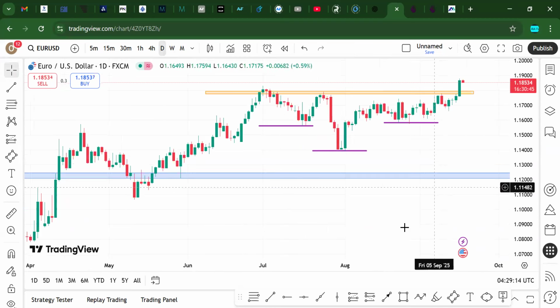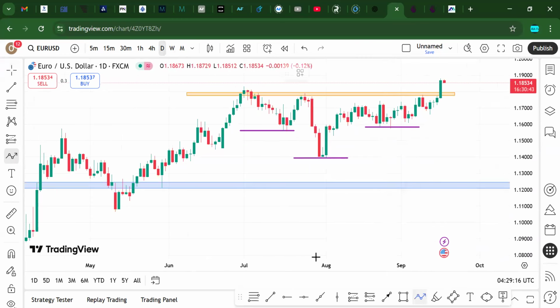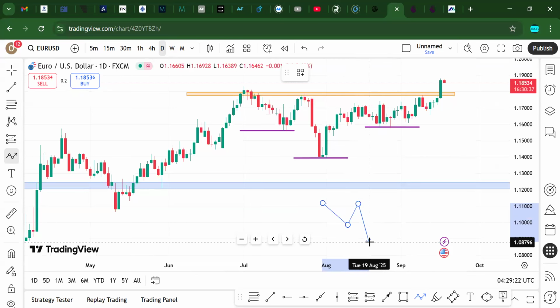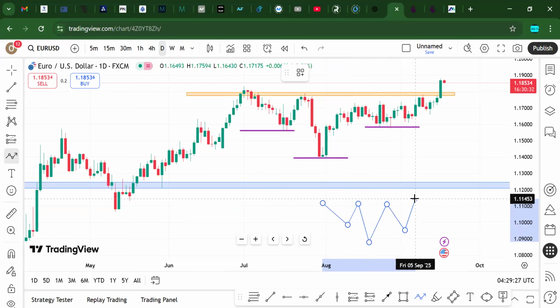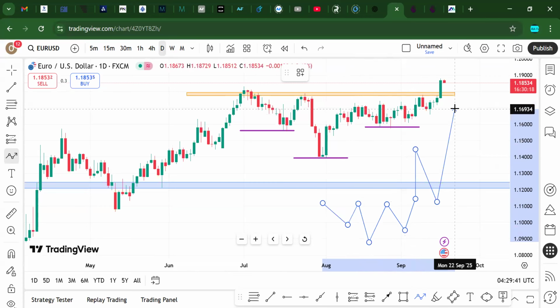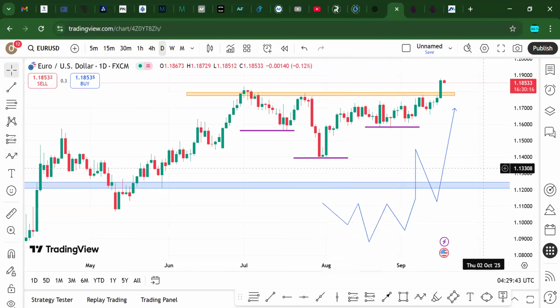And just like I've explained on several occasions, the inverse head and shoulder pattern, to trade it according to the textbook explanation, if we have something like this and the neckline is broken, all we have to do is wait for a retest into the neckline and then we can take our trade. So how do I mean?